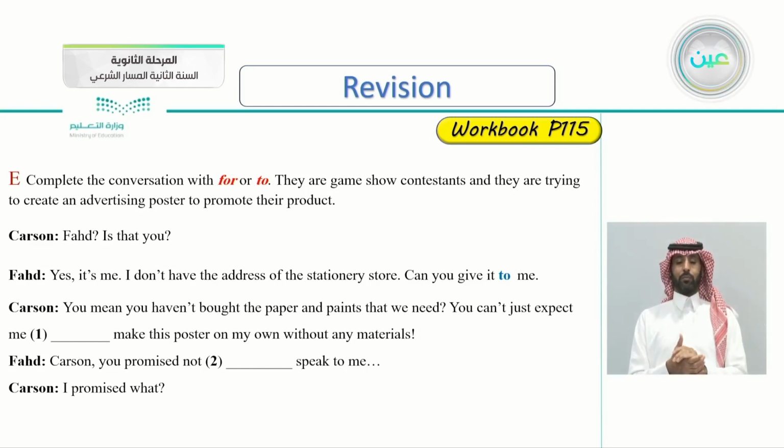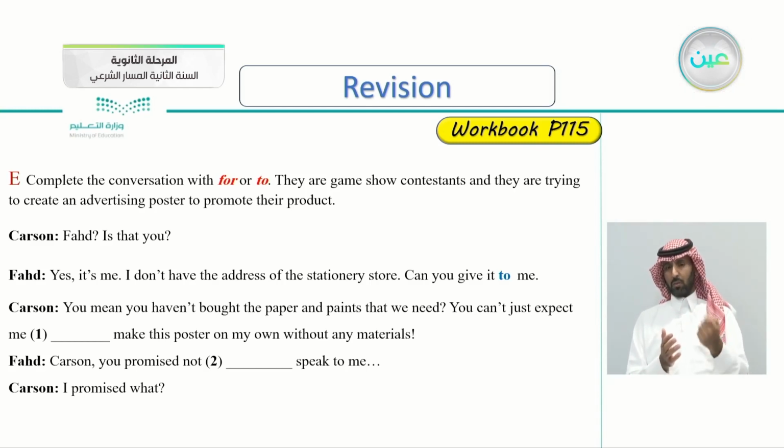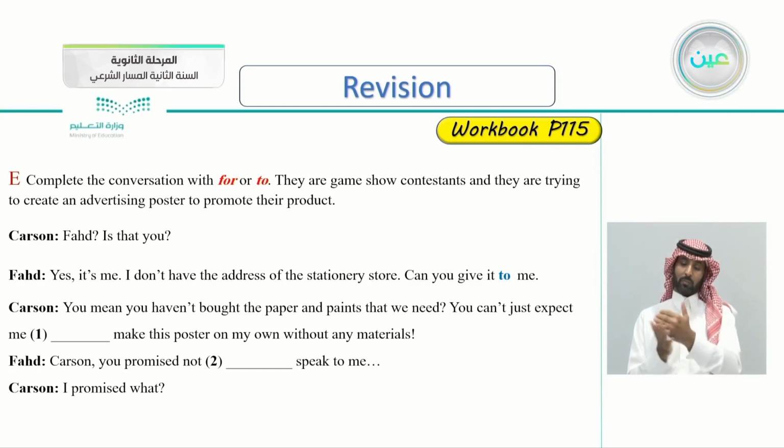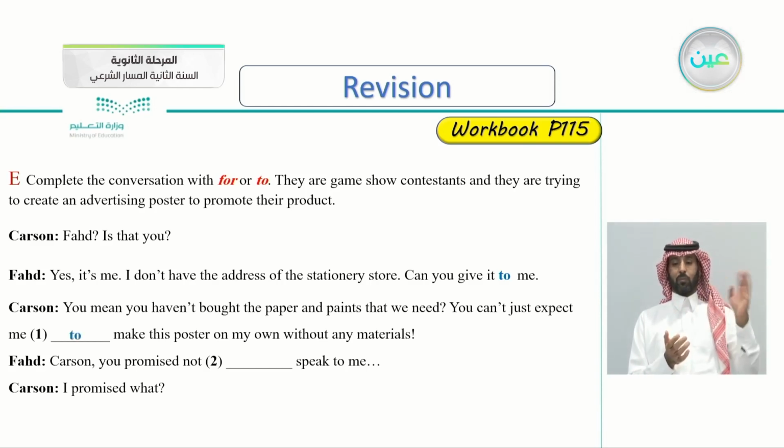Carson, Fahad, is that you? Fahad, yes, it's me. I don't have the address of the stationery store. Can you give it to me? So the first one is already done. Carson, you mean you haven't bought the paper and paints that we need? You can't just expect me to make this poster on my own without any materials. So you can't just expect me, number one here. Is it to make or for make? Yes, to make this poster on my own.